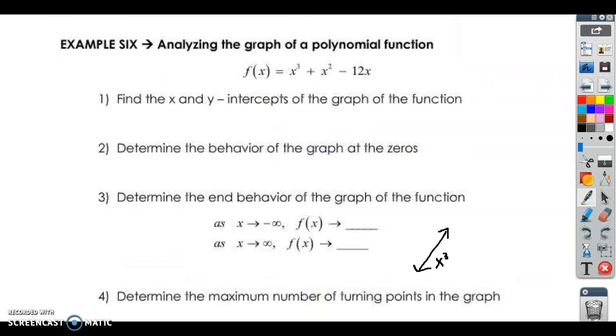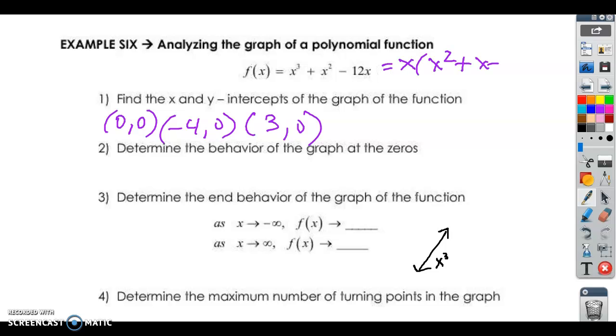So now let's see if we can't put this together really quickly. So they're asking us to find the x and y intercepts of the graph. So the x and y intercepts are at 0, 0, -4, 0, and 3, 0. Determine the behavior of the graph at the zeros. So if I were to go ahead and factor this, that's where these zeros are coming from. Okay, so I've got 0, 0, -4, 0, and 3, 0.